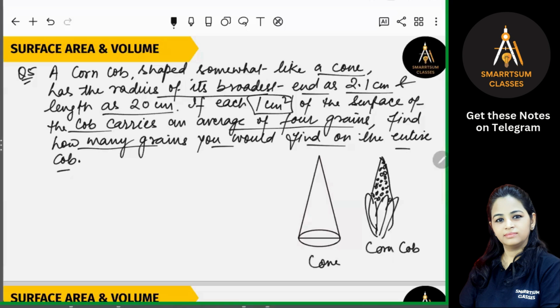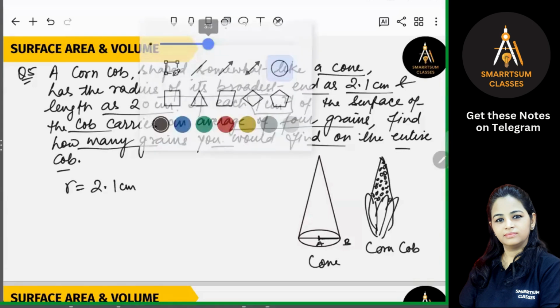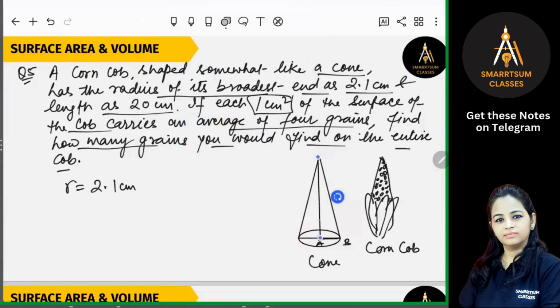Now the broadest end is 2.1 centimeter. The radius is 2.1 centimeter. That means this to this, right? Suppose this point is A and this is B. So AB, the radius of the cone, is 2.1 centimeter. And the height of the cone, this is the height. Length means here height, right? So it is 20 centimeter. Is that clear? So this is given here. R is 2.1 centimeter and H is 20 centimeter, right?